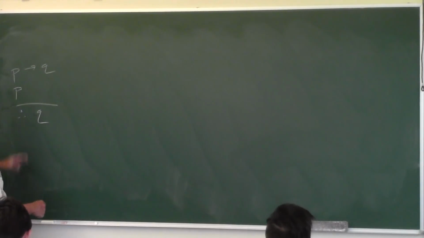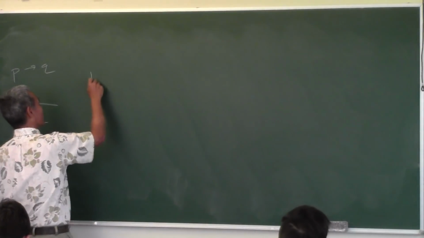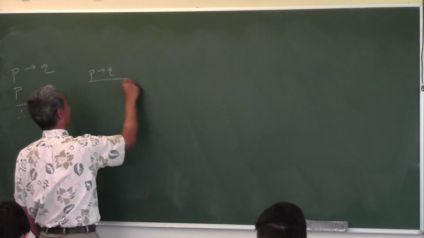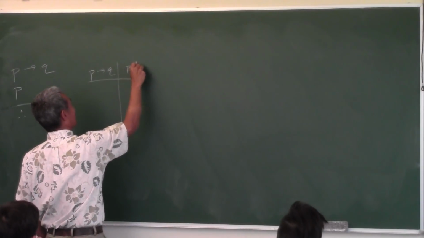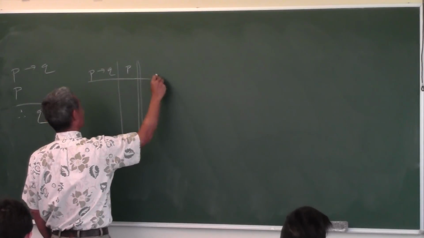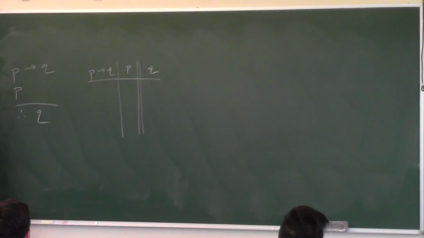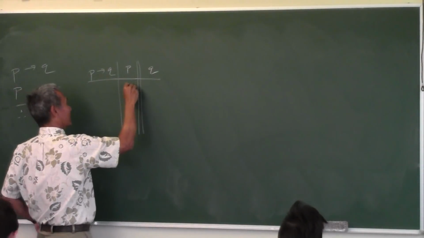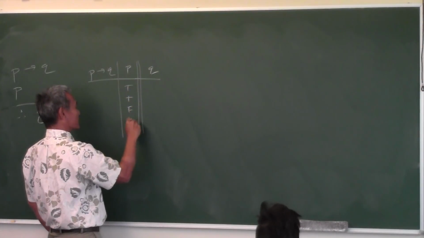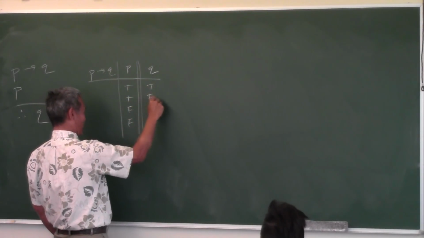Here's the first one. We're going to make a truth table for this. You make a truth table for the first premise. Then here's the second premise, make a double line, and then you put the conclusion right there. So just make a truth table. P is always true, true, false, false. Q is always true, false, true, false.